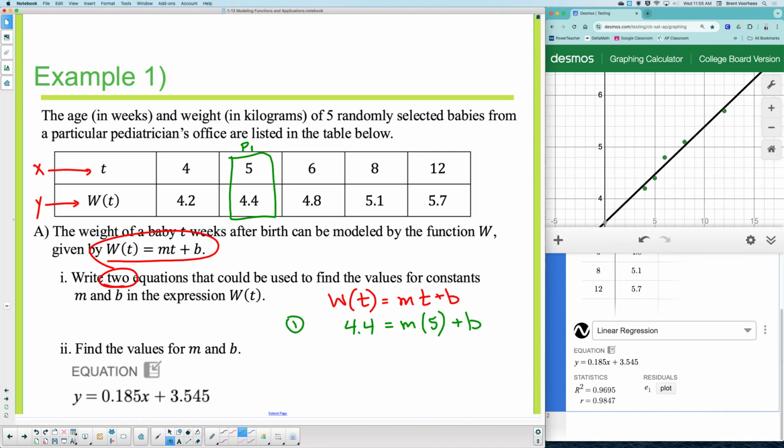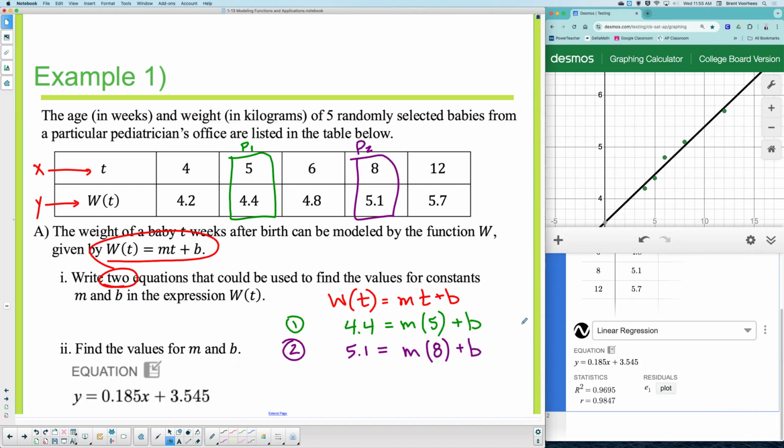That's 1. Now, my second point, again, you can pick any point up there. Y'all just call out which one you want me to use. The one that starts with an 8, how about that? We'll use this as data point 2. This will be my second equation. You would plug in those points. Again, 5.1 is the WT. We don't know M, but we know T is 8 plus B.